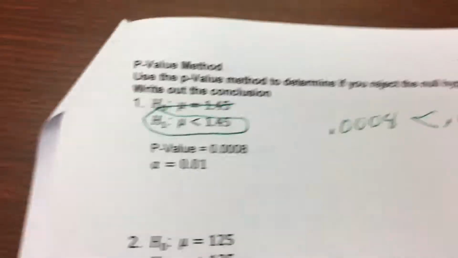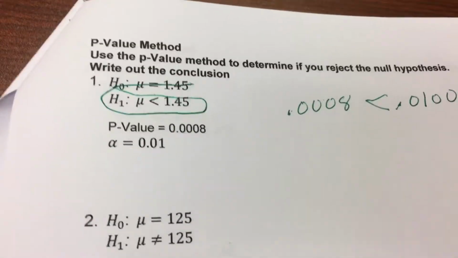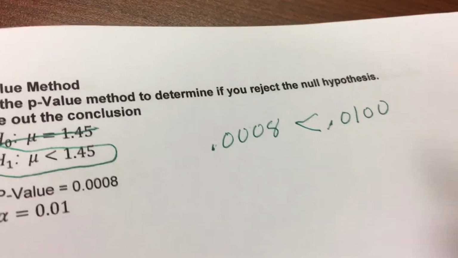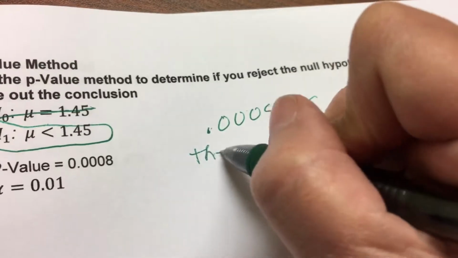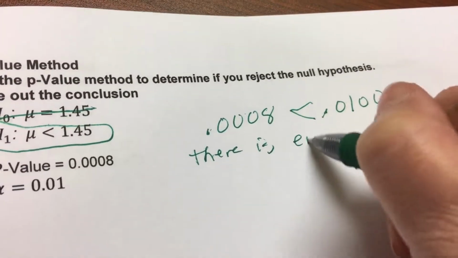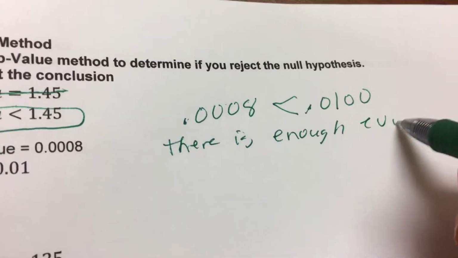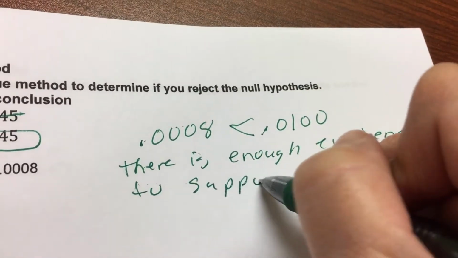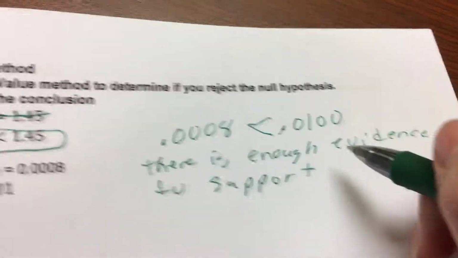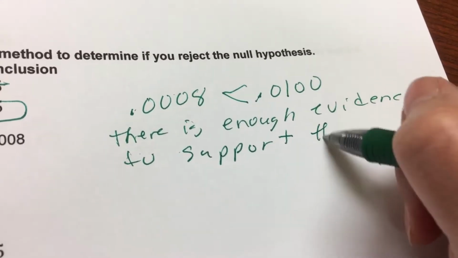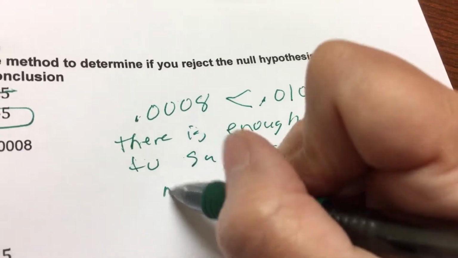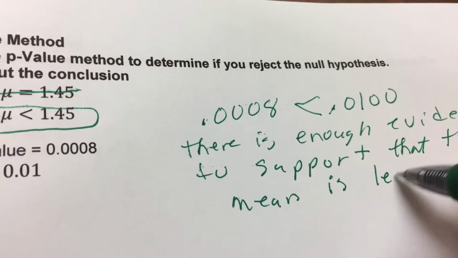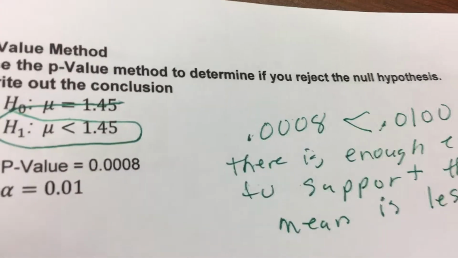So it's going to ask you to write out a conclusion. My conclusion would be, there is enough evidence to support the claim that, notice it's the mean, that the mean is less than 1.45.